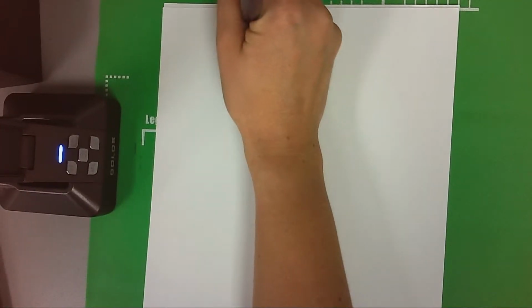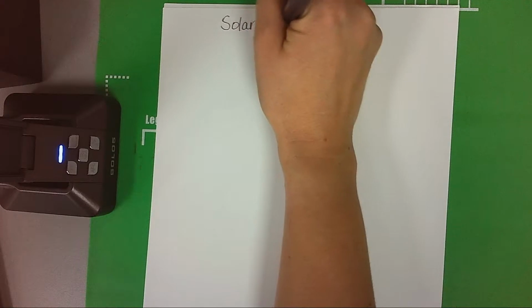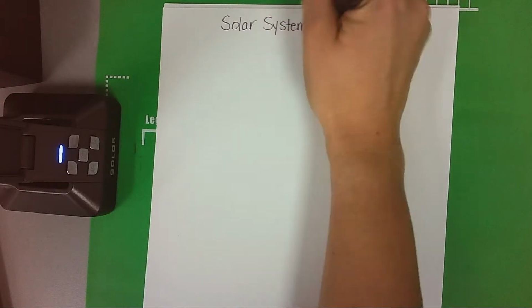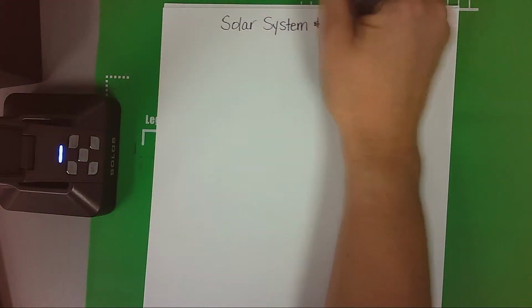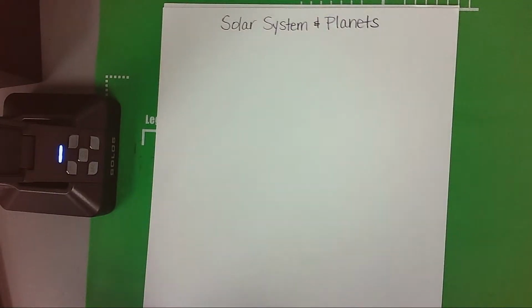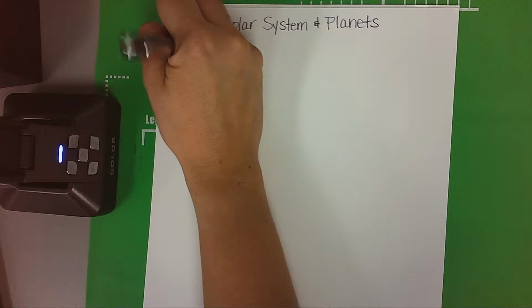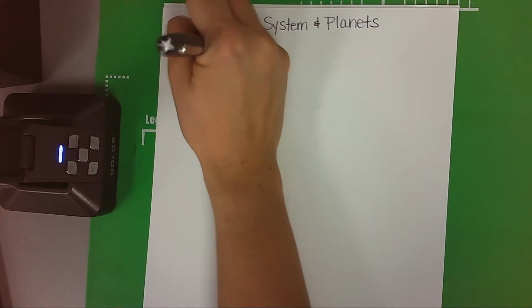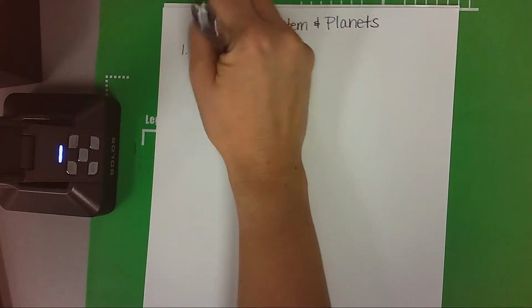As we start our space unit, the first thing we're going to do is talk about the solar system and planets. So these notes would go in your notebook. The title is Solar System and Planets. Okay, so the first thing we want to do is define what a solar system is.